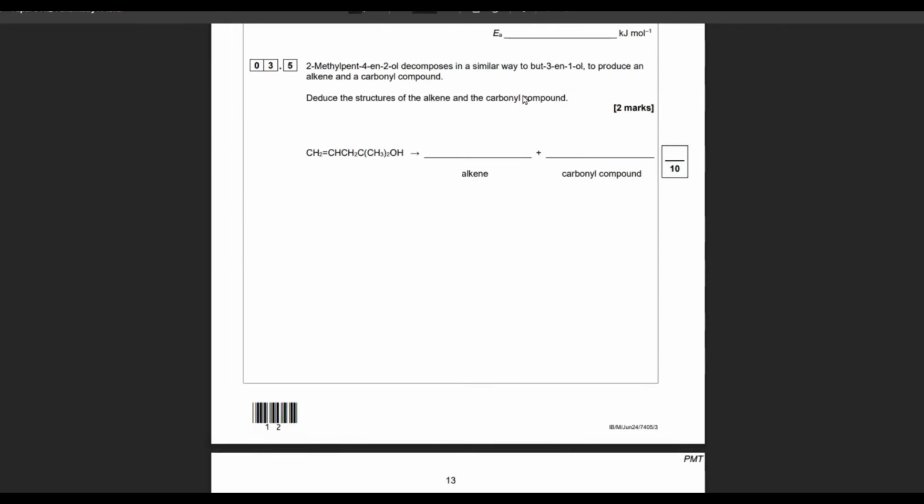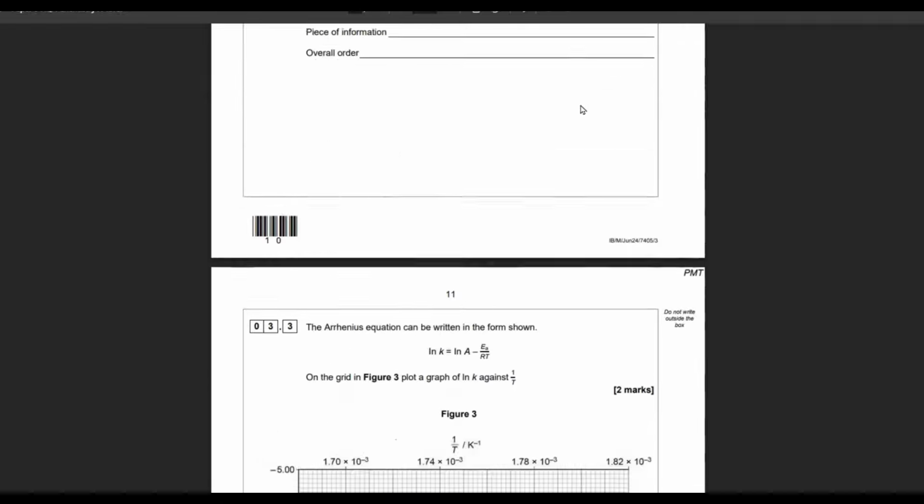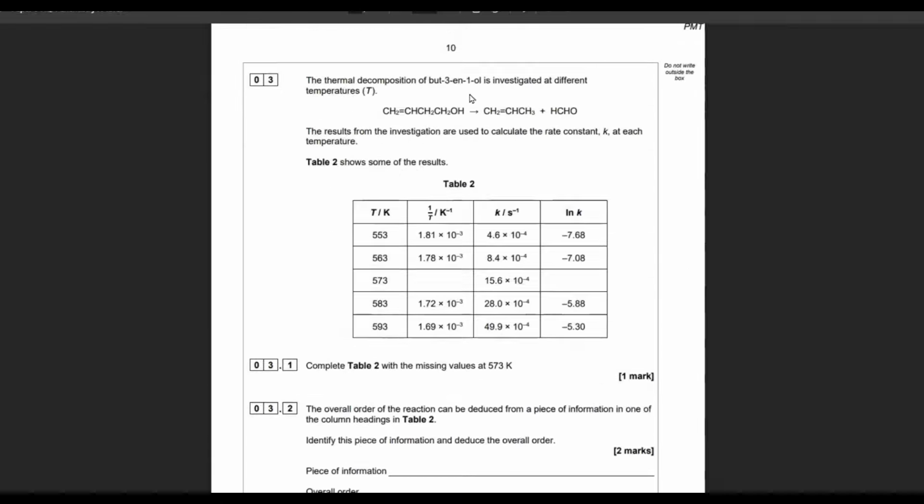All right, going on to the final part of the question, 3.5. 2-methylpent-4-en-2-ol decomposes in a similar way to but-3-en-1-ol to produce an alkene and carbonyl compound. Deduce the structures. Well, let's have a little look. We had but-3-en-1-ol, and it says this second reaction breaks down by thermal decomposition in the same way. This snapped into an alkene, CH2, CH, CH2, CH2, CH, CH3. So it's snapped there, and it's left behind what's that? Methanal. So we've got an aldehyde and an alkene being formed.